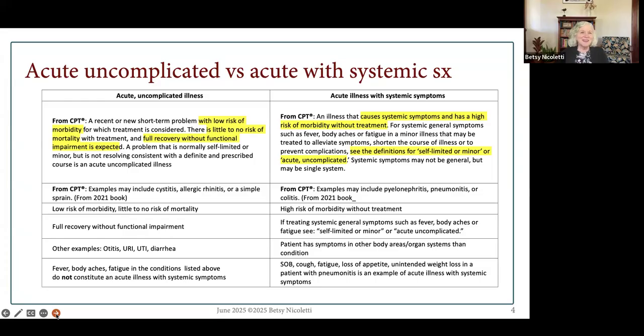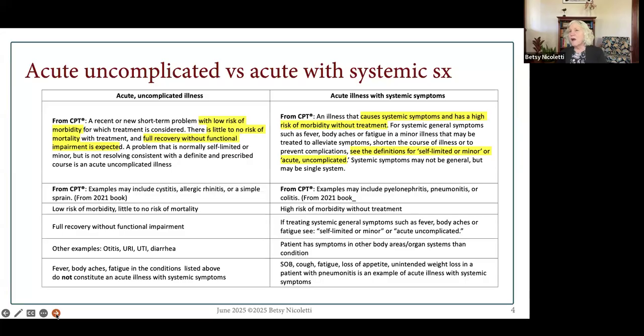So that is, and now let's move your eyes back to the bottom, to the left-hand side under acute uncomplicated illness, to the bottom row. What that complicated CPT sentence is saying is, for fever, body aches, fatigue, malaise, in the conditions listed above, those do not constitute an acute illness with systemic symptoms. So the examples in the CPT book from 2021 were pyelonephritis, pneumonitis, or colitis.